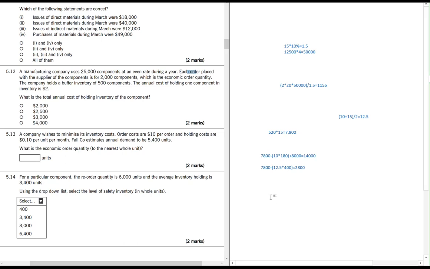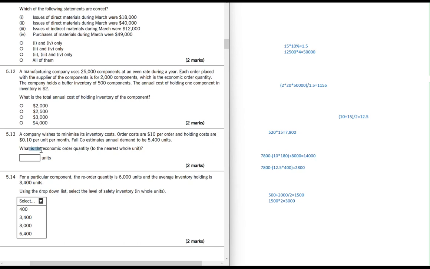So remember, to find holding cost, we take average order quantity, order quantity divided by 2, multiplied by holding cost, which is 2,000 divided by 2. But in this question, we have buffer stock. Buffer stock is 500. Buffer stock will always be in inventory, so it doesn't have to be divided by 2. So our average inventory would be 1,500 multiplied by 2, so 3,000 would be the cost of holding.